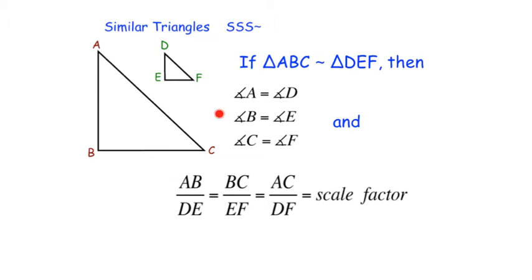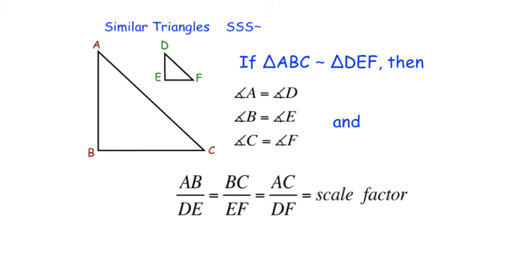Based on this picture, you can see that this side, the vertical side, AB, has to be the same proportion to side length DE as this side, BC, is to EF. This proportion, AB divided by DE, has to be equal to BC divided by EF. And we just call that the scale factor.